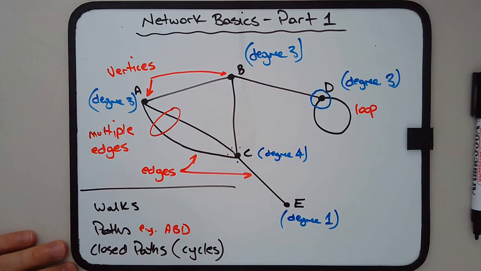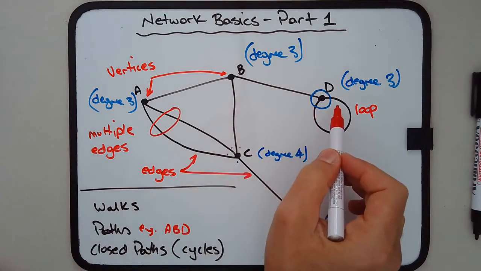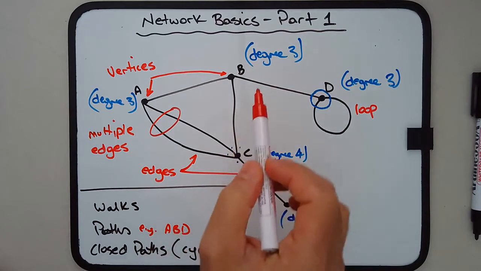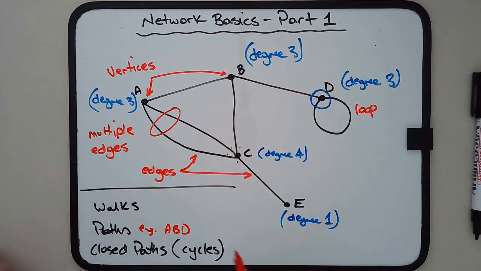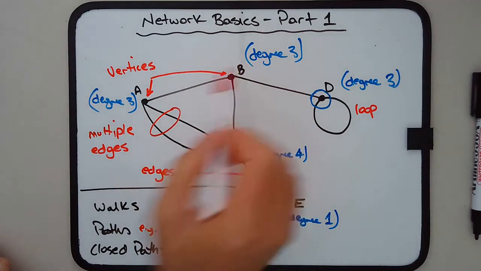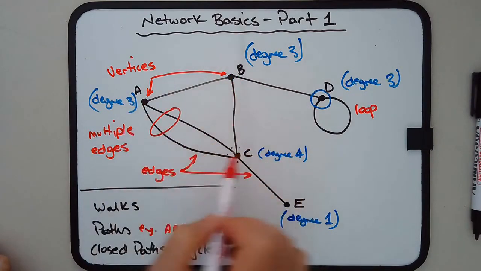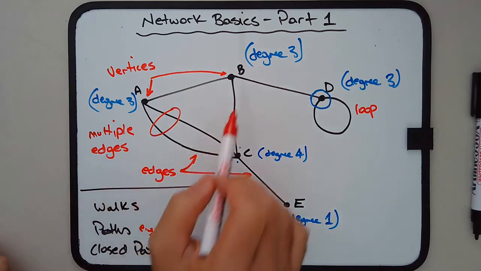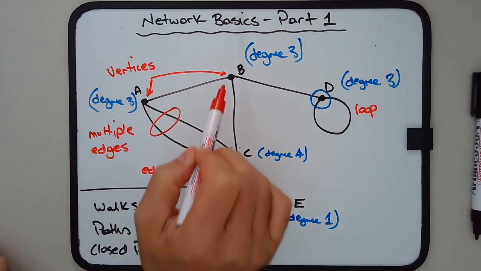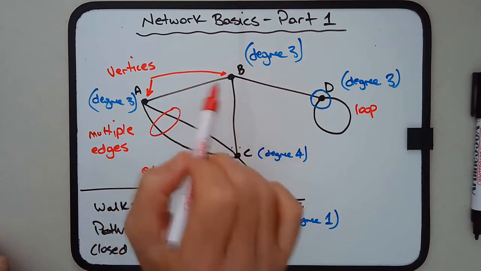What's another example of a path? Can you identify another example? What about E, C, B, D? B, A, C. B, A, C, B though, is something a little bit different. Yes, we've only used the edges once, but we have repeated the start and end vertex.